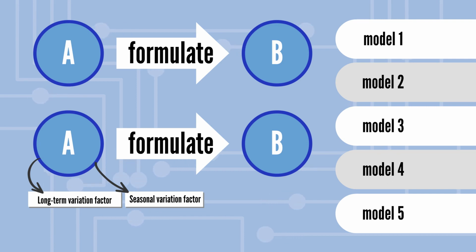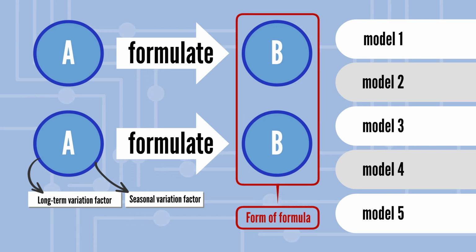The difference between the models lies in the form of the formulas, which describe current value using past data. By defining the form of a formula, the coefficients can be determined so as to minimize the error between the actual data and the values obtained from the formula. This is called the least squares method.